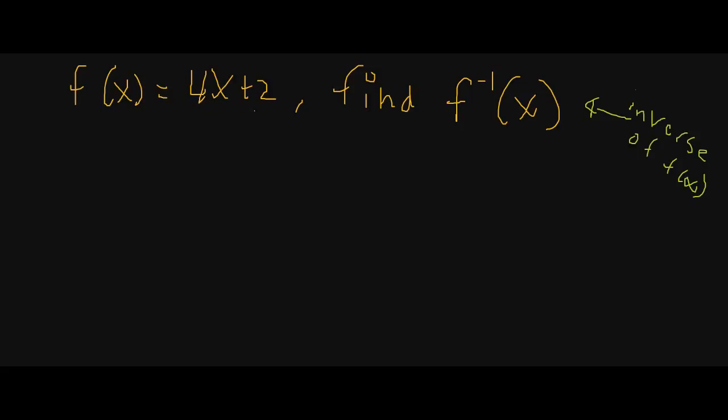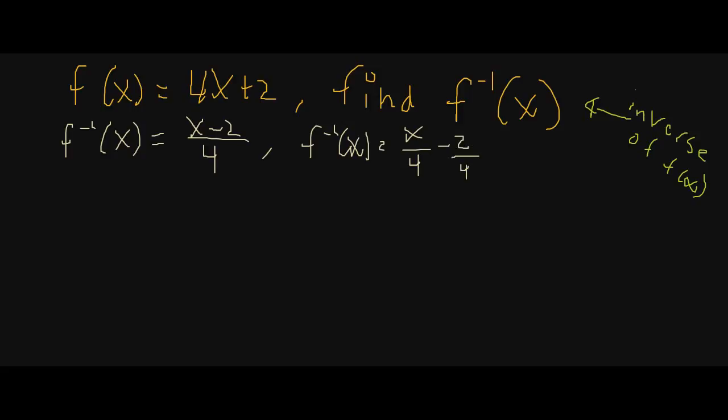So if I want to find the inverse of this function, what's the opposite of adding 2? It's subtracting, so x minus 2. And then what's the opposite of multiplication? That's just dividing by 4. So our problem is done. That's our answer. We can also rewrite this as x divided by 4 minus 2 divided by 4, which is the same thing as x divided by 4 minus 1/2.